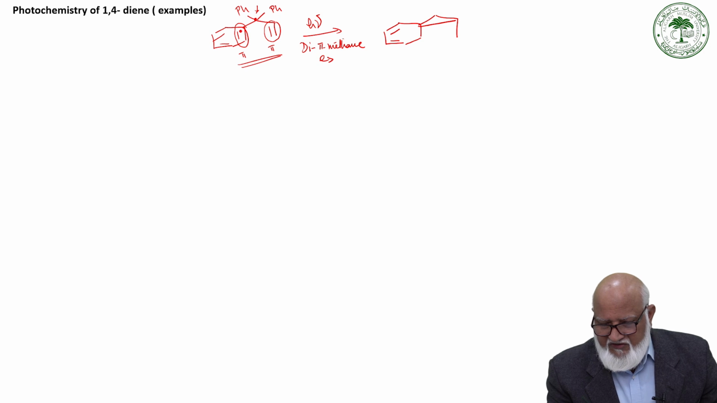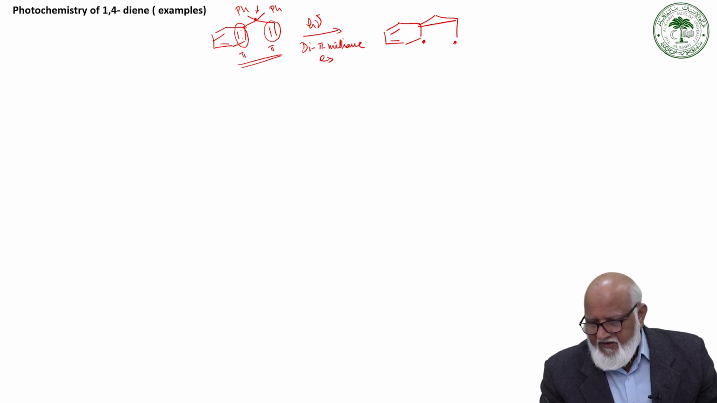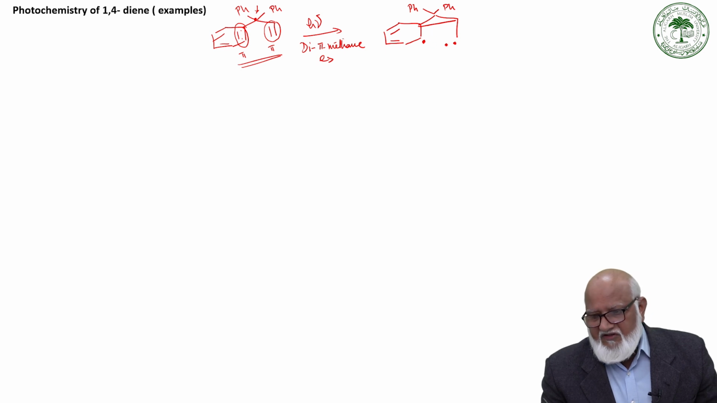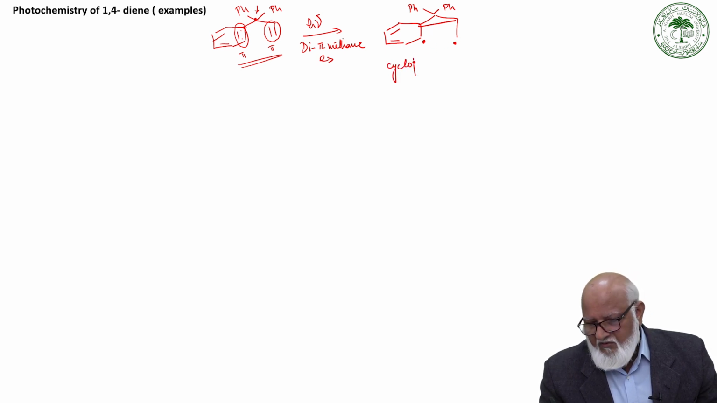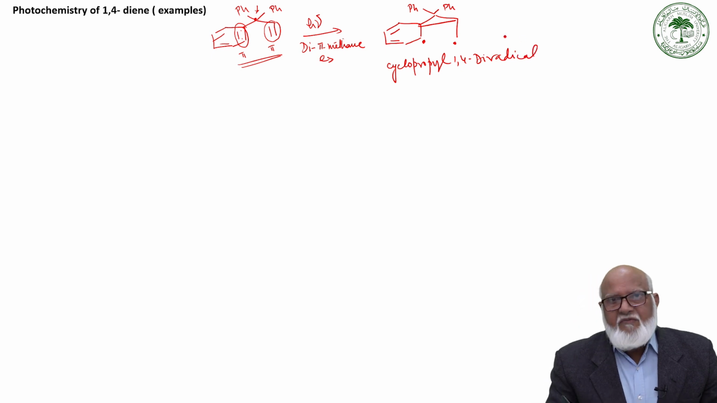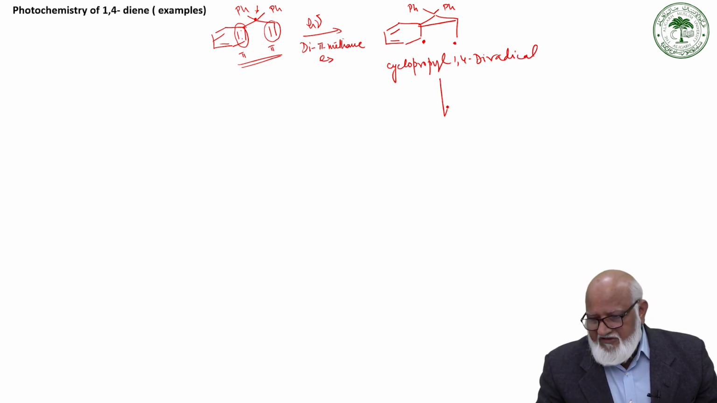So on generation of this 1,2 diradical, this will attack here. Then ultimately, whether we excite this double bond or this double bond, we are going to end up with this cyclopropyl 1,4 diradical. Now this is the main intermediate in the di-pi-methane rearrangement.